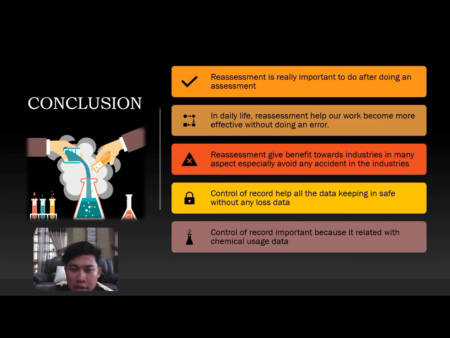So the conclusion is, reassessment is really important to do after doing an assessment. In daily life, reassessment helps our work become more effective without errors. Reassessment gives benefit towards industry in many aspects, especially avoiding any accident in the industries. Control of record helps keep all the data safe without any data loss. Control of record is important because it relates to chemical usage data. So that's all from me.